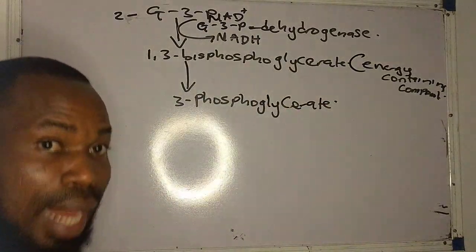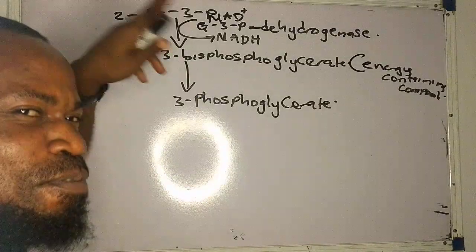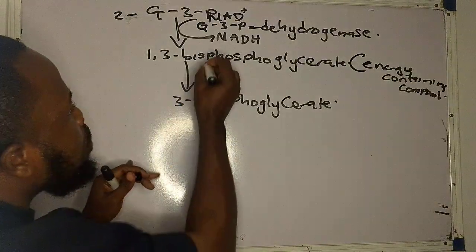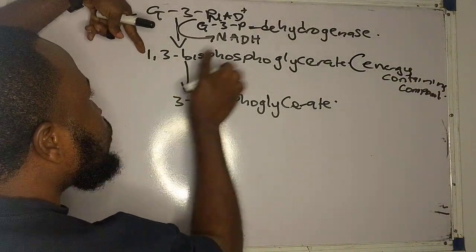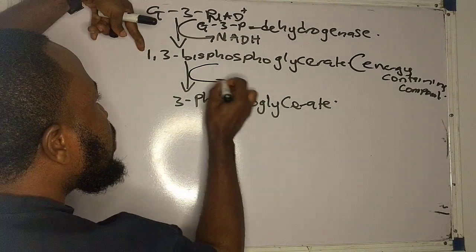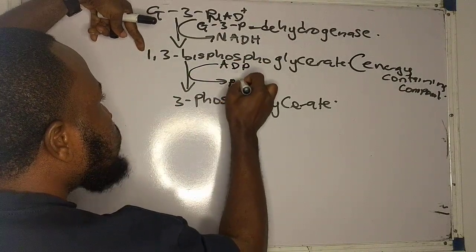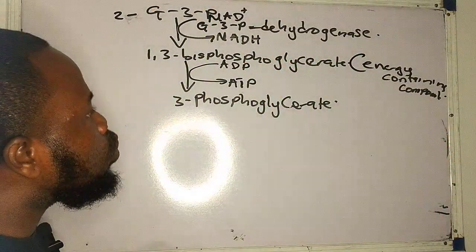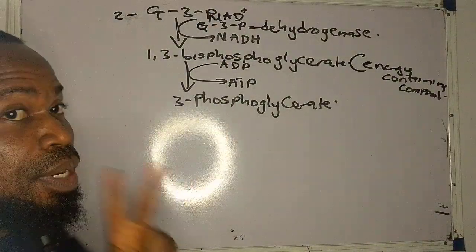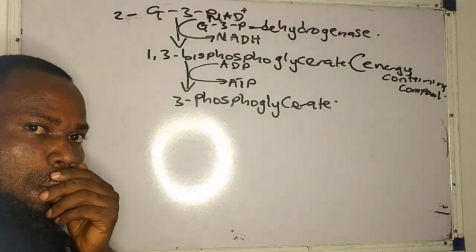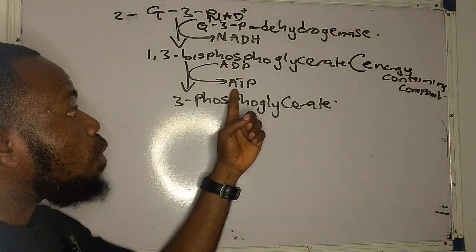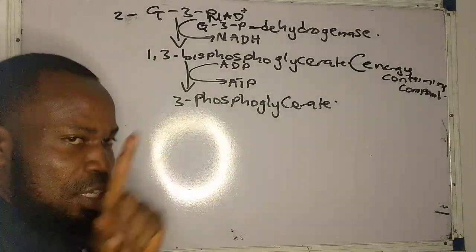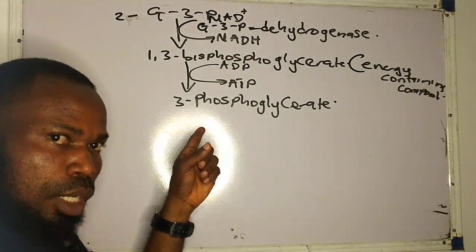Now, this is the first step that brings about the formation of ATP. Now what happens here is that you can see that we're having two phosphate groups. So one of them is donated to ADP to now form ATP. Now if you listened to the video, what I said just now, you notice that I said that this reaction is happening in twos. Therefore, it's two molecules of ATP that are formed here. It's two molecules of 3-phosphoglycerate that are formed here.